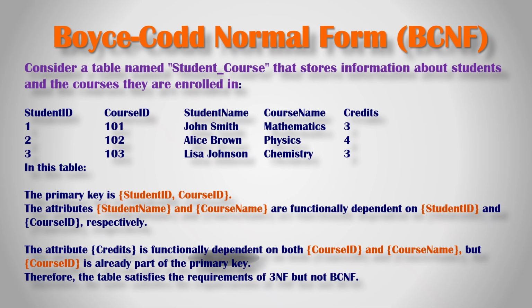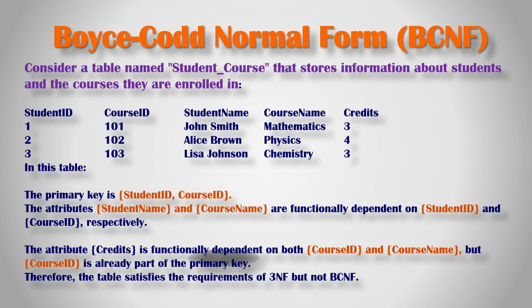Consider a table named Student Course that stores information about students and the courses they are enrolled in. Student ID, course ID, student name, course name, credits. 101, John Smith, Mathematics, 3. 102, Alice Brown, Physics, 4. 103, Lisa Johnson, Chemistry, 3.